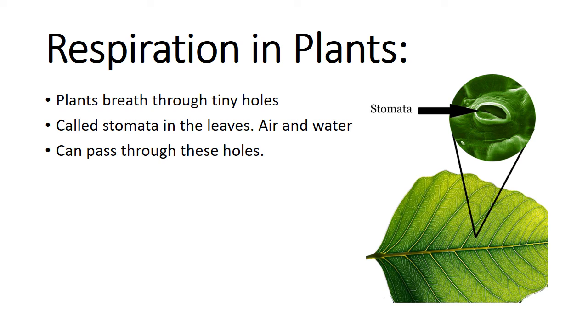The last paragraph on page number 27 is about respiration in plants. So basically, plants breathe through tiny holes called stomata in the leaves. Air and water can pass through these holes.